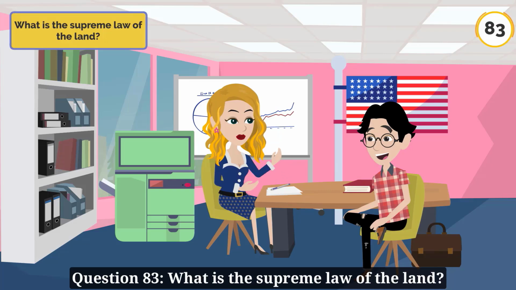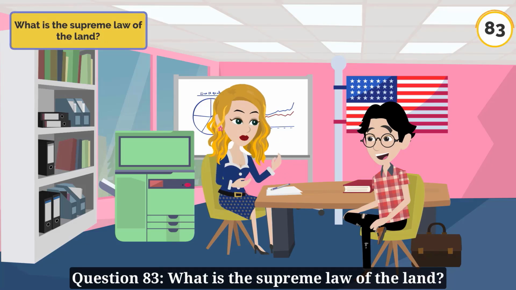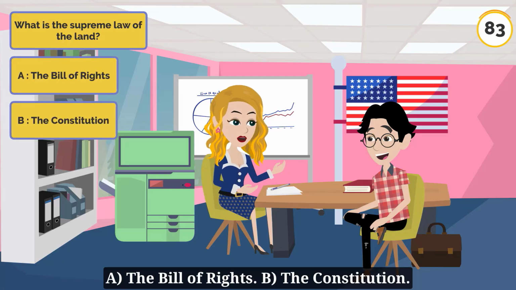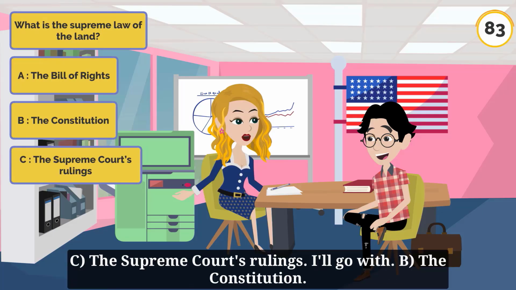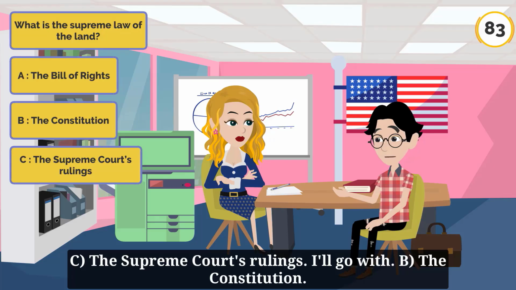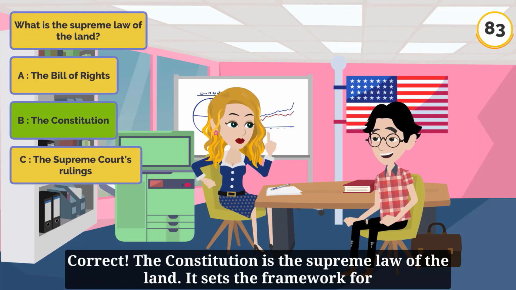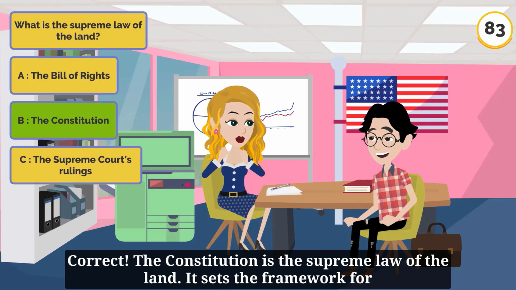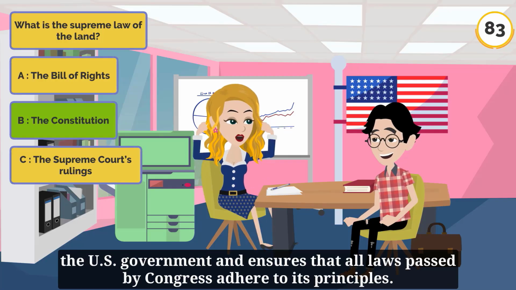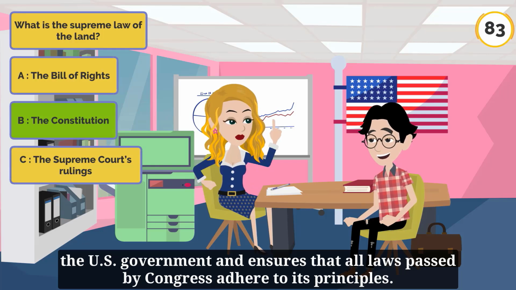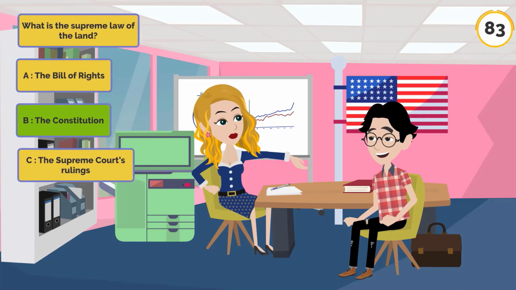Question 83. What is the supreme law of the land? A. The Bill of Rights. B. The Constitution. C. The Supreme Court's rulings. I'll go with B. The Constitution. Correct. The Constitution is the supreme law of the land. It sets the framework for the U.S. government and ensures that all laws passed by Congress adhere to its principles.